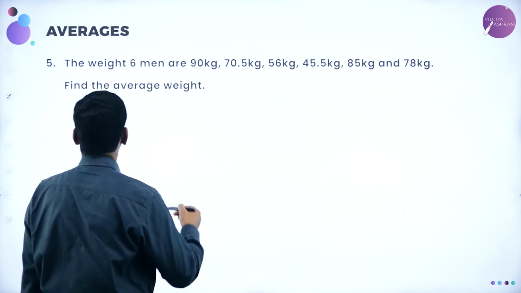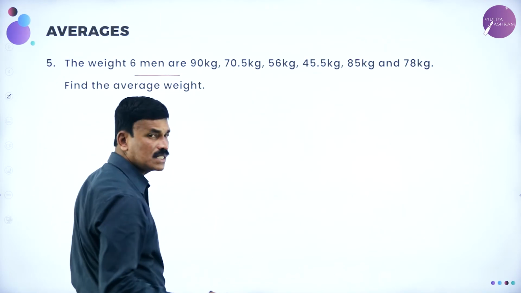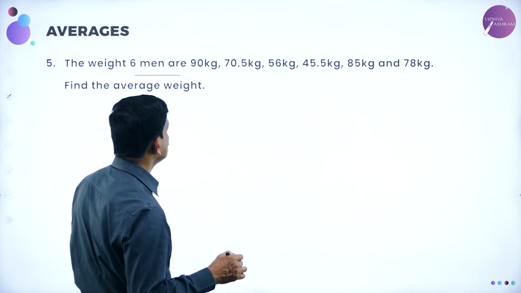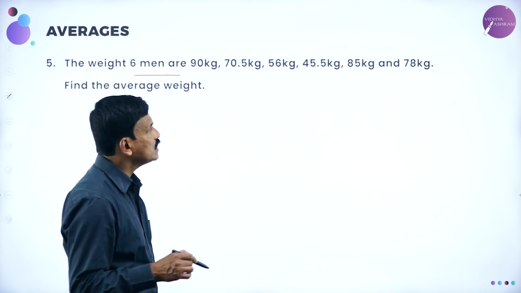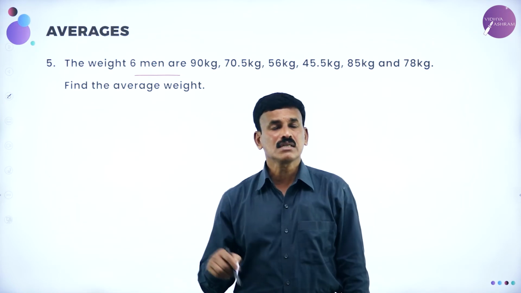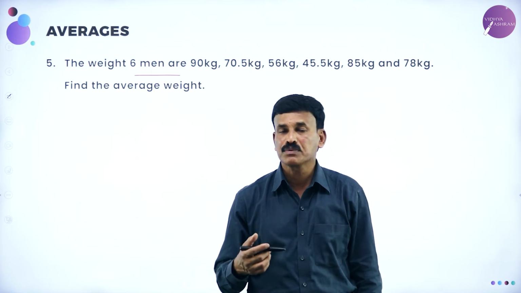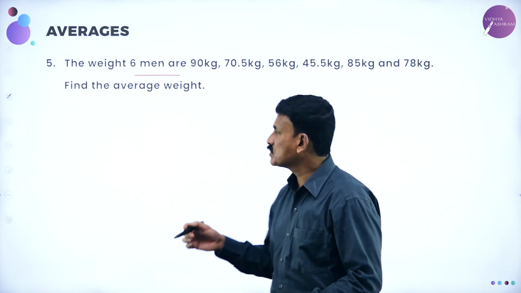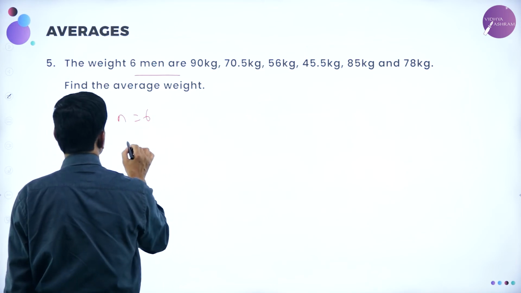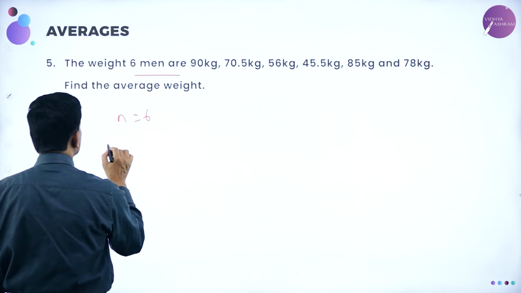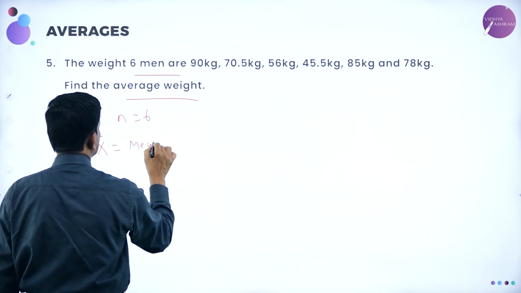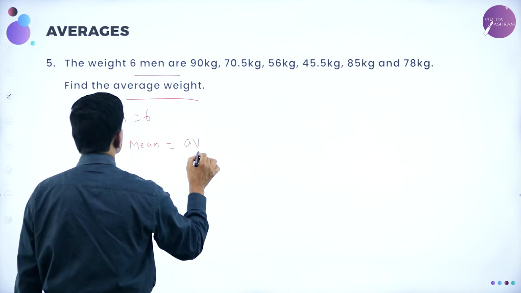Same type of problem. The weight of 6 men. How many men? 6 men. The weights are 90 kg, 70.5 kg, 56 kg, 45.5 kg, 85 kg and 78 kg. Find the average weight. These are all simple 1 mark, 2 marks example problems for simple averages. Here, n is equal to 6 men and what is to be determined is x bar, the mean, that is nothing but the average weight.